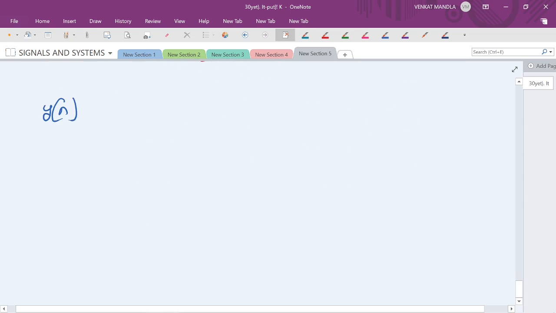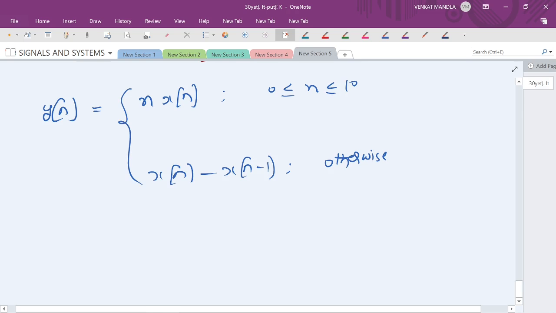y[n] = n x[n] for 0 ≤ n ≤ 10. This is the question. I want to check the stability condition here. So let us put some m in place of x[n]. Then y[n] = n times m, and the additional constraint is 0 ≤ n ≤ 10, where x[n] is m.